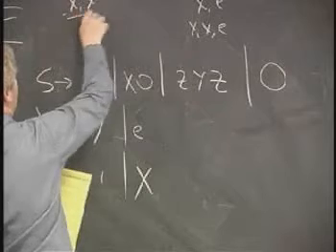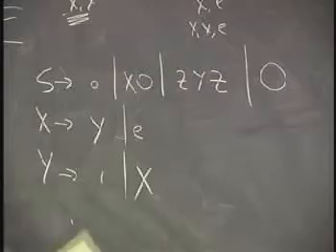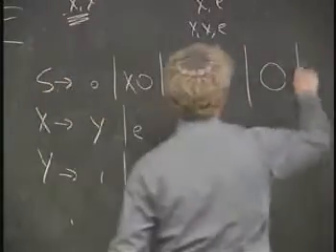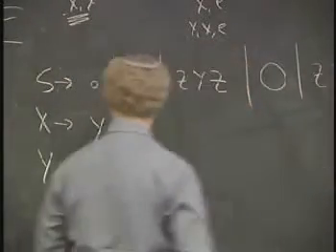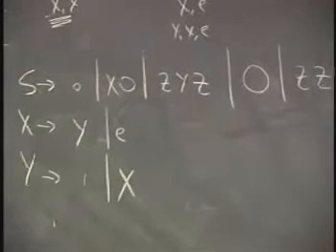X and Y. And then you do the substitution simultaneously. You go through everything and you add them all in. So not only do we add O here, but we also add ZZ. And then we can erase all the E productions.